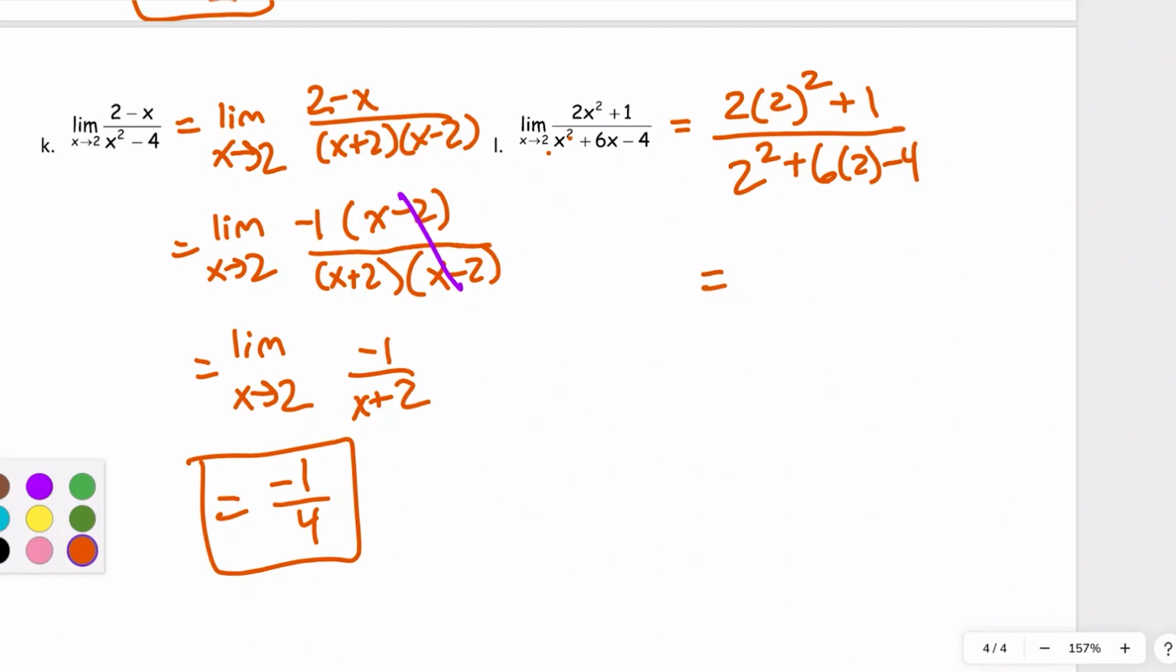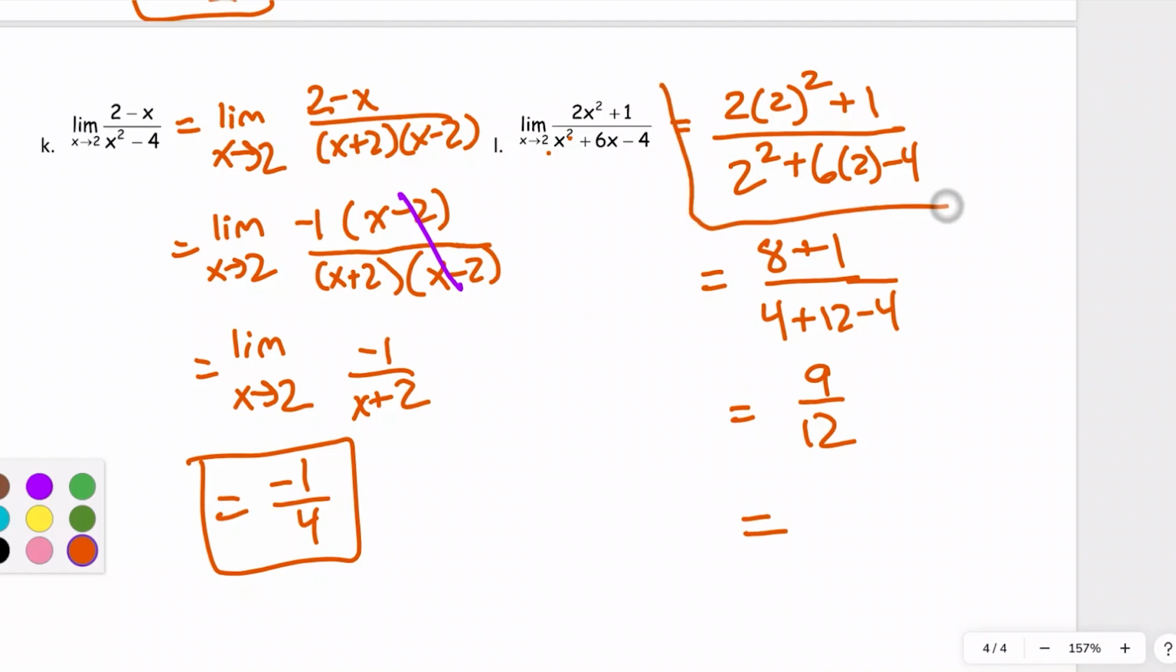2 squared is 4. 4 times 2 is 8. 8 plus 1 is going to be 9, but I'll just do it kind of slower here. 4 plus 12 minus 4. So this is going to turn out to be 9/12. Or if you reduce it, which you don't have to do. In fact, really, if this were a free response question, you could technically be done here.